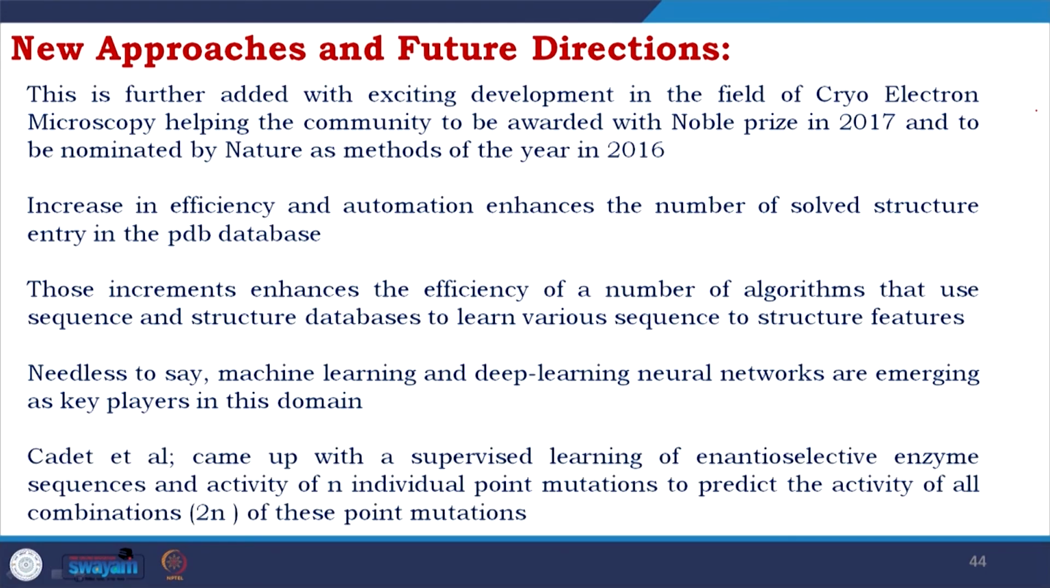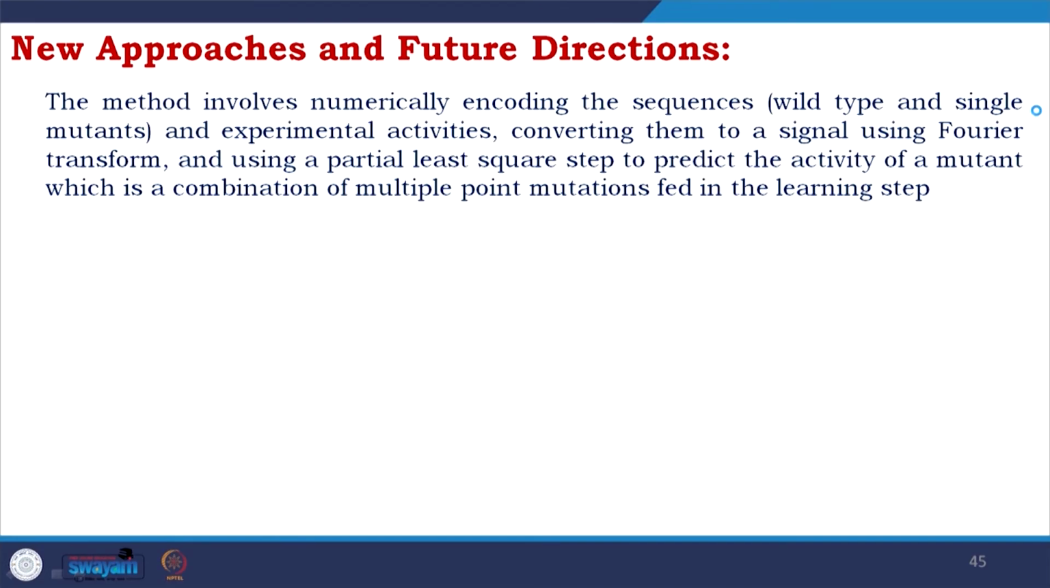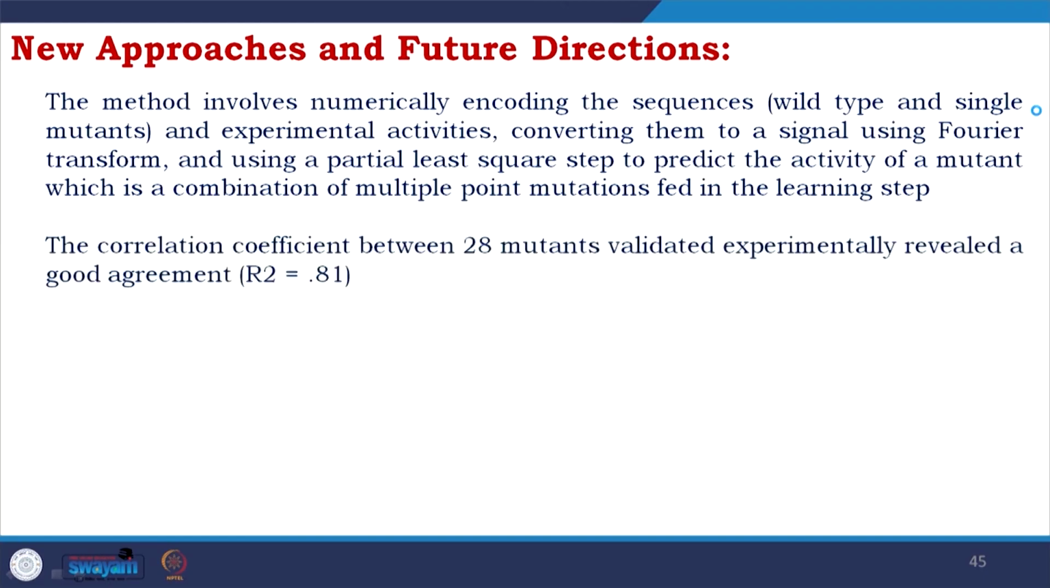Cadet et al. came up with a supervised learning of enantioselective enzyme sequences and activity of individual point mutations to predict the activity of all combinations, the twin of this point mutation. The method involves numerically encoding the sequences, wild type and single mutants, and experimental activities, converting them to a signal using Fourier transform and using a partial least square step to predict the activity of a mutant, which is a combination of multiple point mutations fed in the learning step. The correlation coefficient between 28 mutants validated experimentally revealed a good agreement.